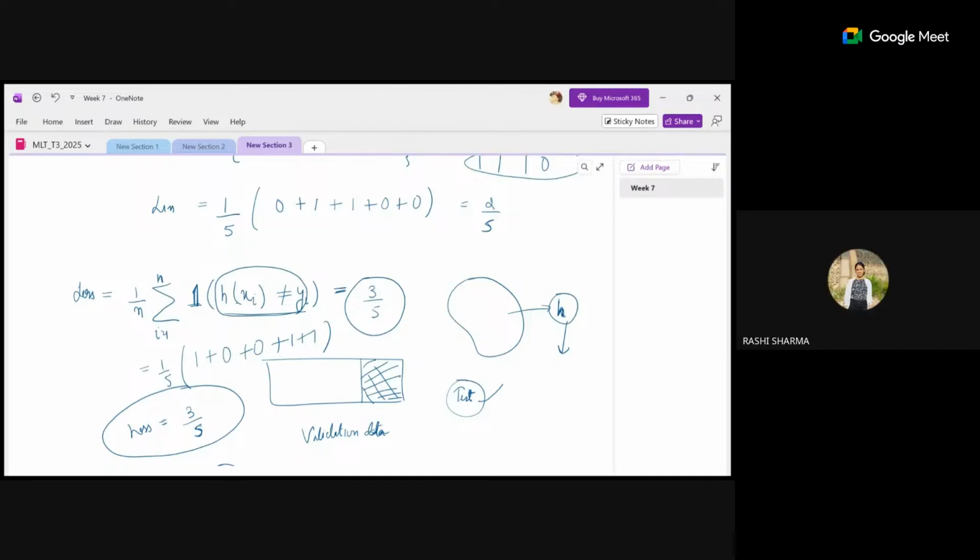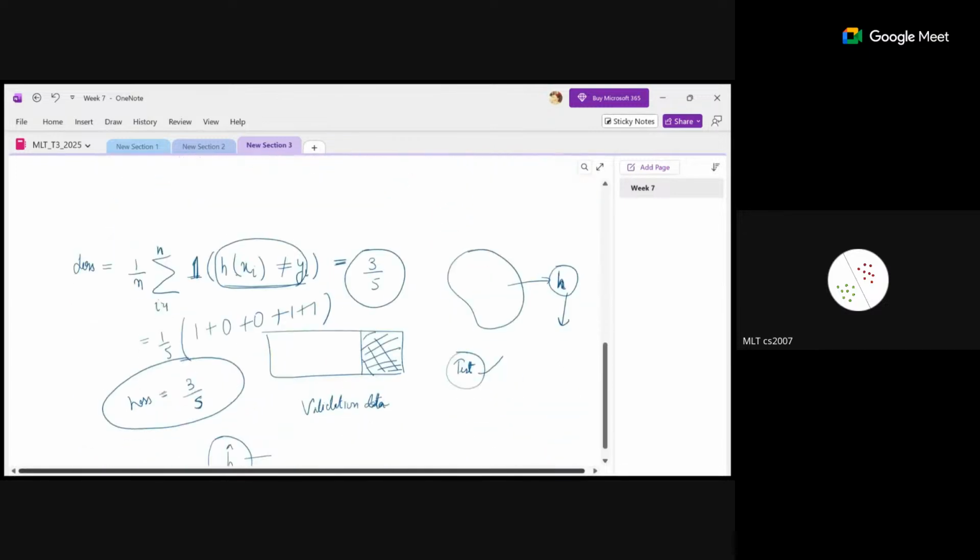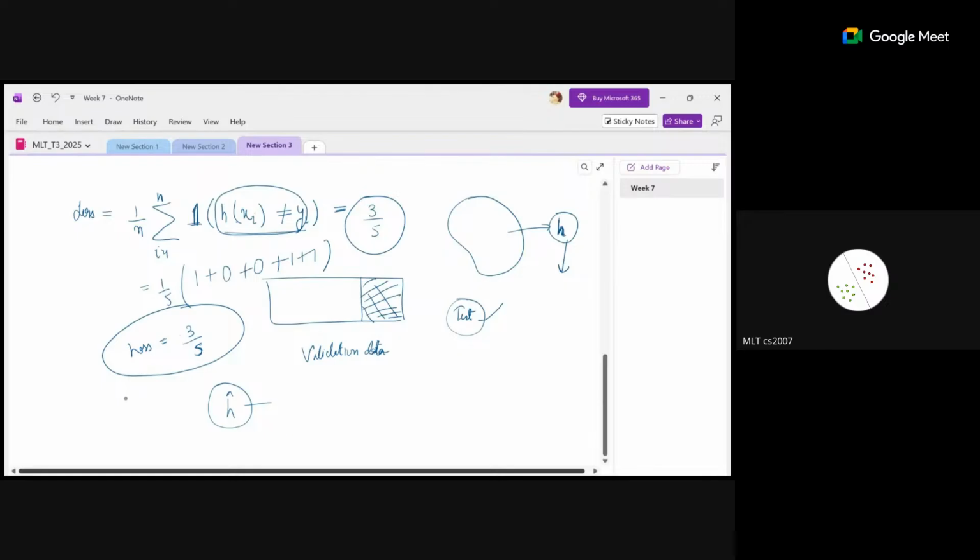So, ma'am, what does 2 by 5 indicate? No, that was wrong. So this is the correctly classified points, which is not our loss. Our loss is 3 by 5. So this represents the fraction of misclassified points, you can say. So what is 3 here? 3 is the number of misclassified points, right? Okay, ma'am.